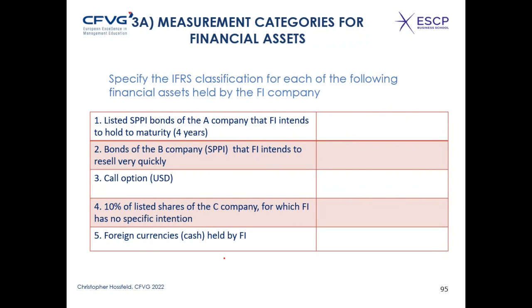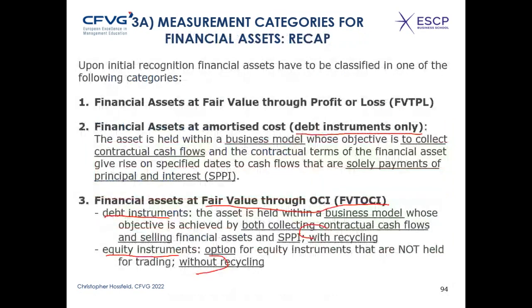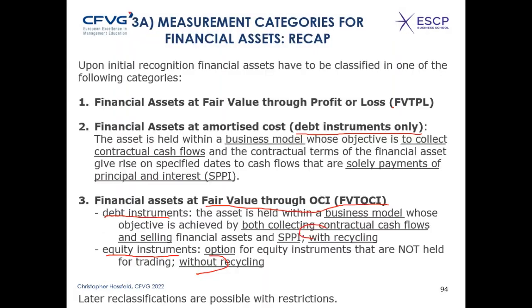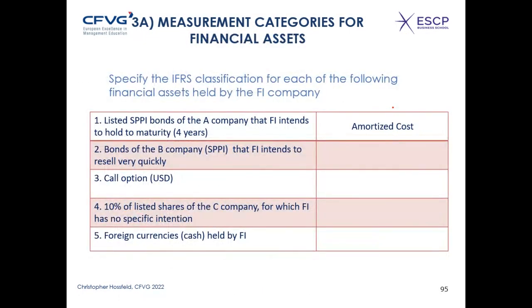Okay, well, it's a bond. All right, so that means we need to check. Well, is the bond SPPI? Well, yes, because it says so. Then we need to check the business model. And the business model is to hold the bond for the next 4 years until maturity. That means the business model is hold to collect contractual cash flows. Well, that means the bond goes in the category amortized cost. That's what I have here.